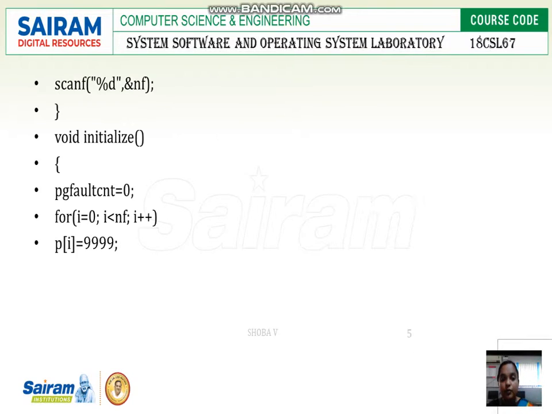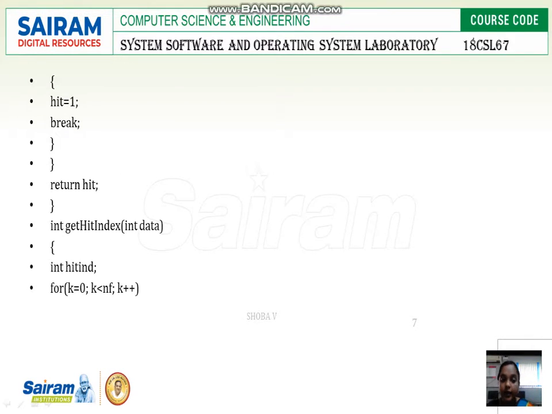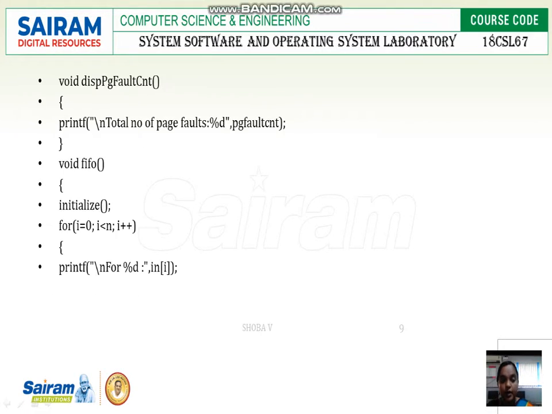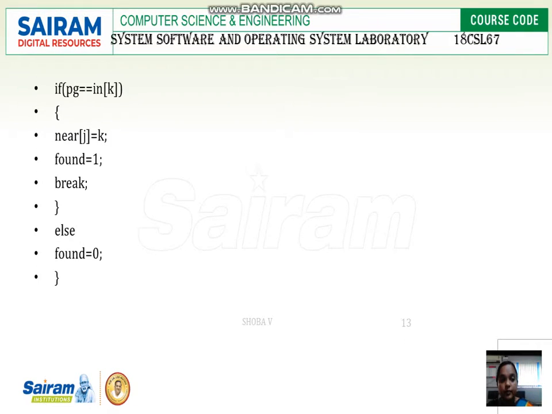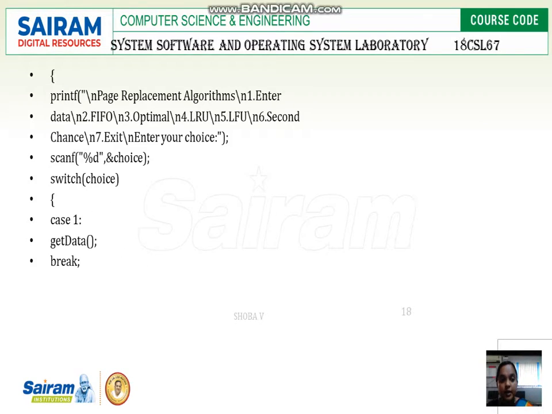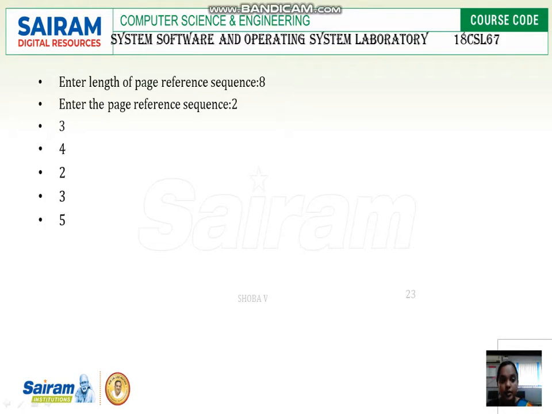I'm going to enter the number of frames. NF is for the number of frames. I'm going to scan the number of frames and initialize the page faults, hits, and the hit statement, then break and return the hit and get index in data. Then I'm going to display the pages and the page faults. I'm using the case statements: enter data, FIFO, optimal, LRU, LFU, second chance, and exit. So this is the length, this is the page reference sequence, and this is the output.